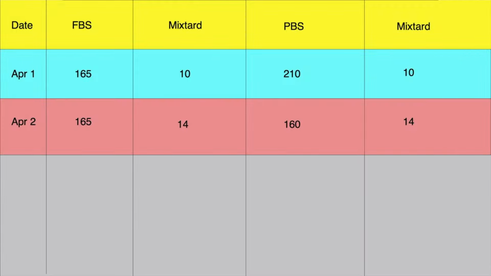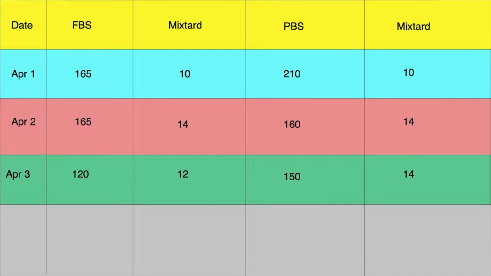The second day, his fasting blood sugar is 165 and we had increased the morning dose of Mixstard by 4 units because the previous day's post-breakfast sugar reading was high. It therefore comes down to around 160 post-breakfast reading. His night dose of Mixstard is also increased by 4 units in order to bring down the fasting blood sugar to around 120.